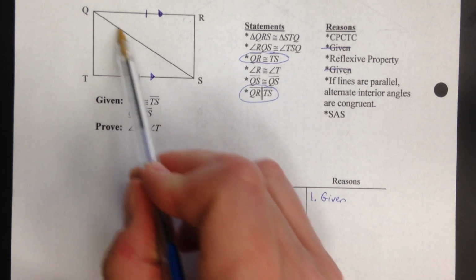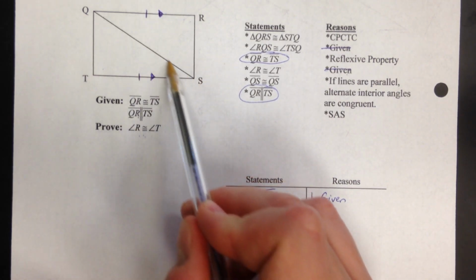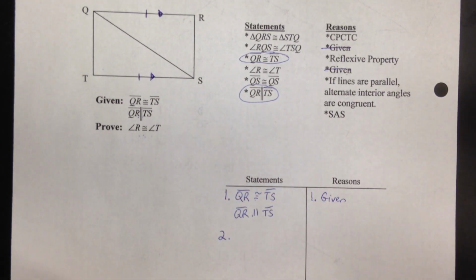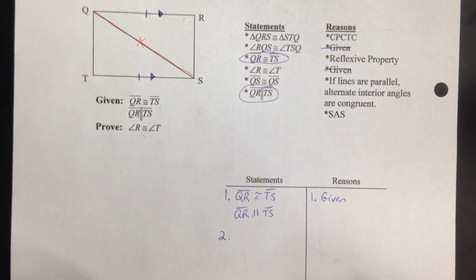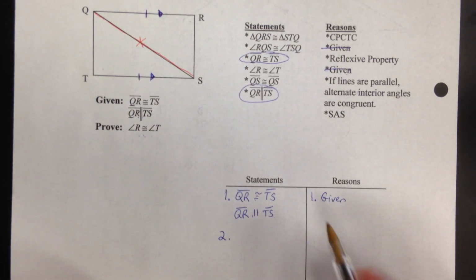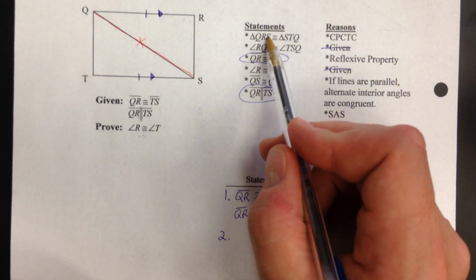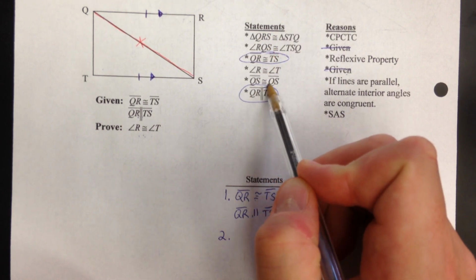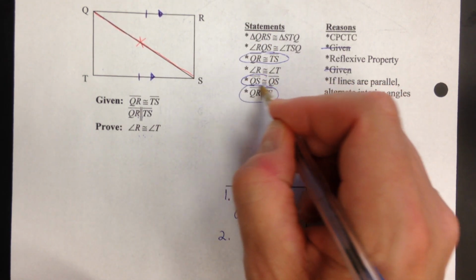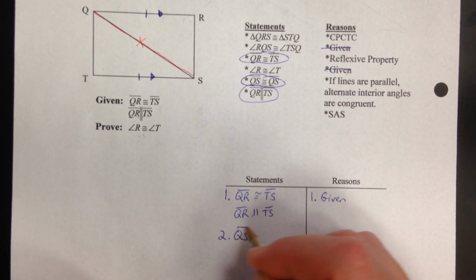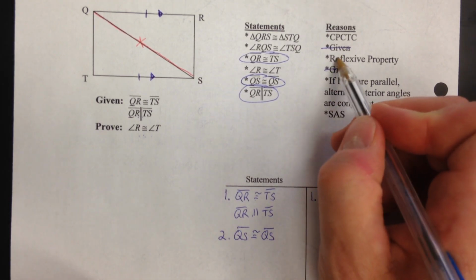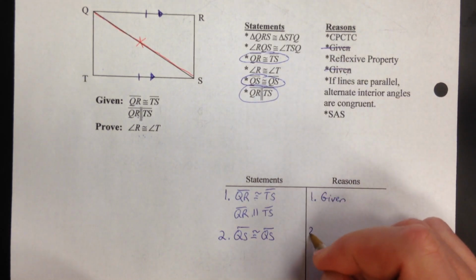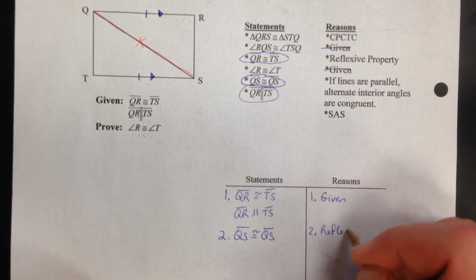One thing that I always look for is that common side right there. So segment QS is a common side. I'm going to mark that. Now the way we're going to write that, look in your statements here. QS is congruent to QS. So segment QS is congruent to itself. The reason is reflexive property. So the reason for number 2 is reflexive.